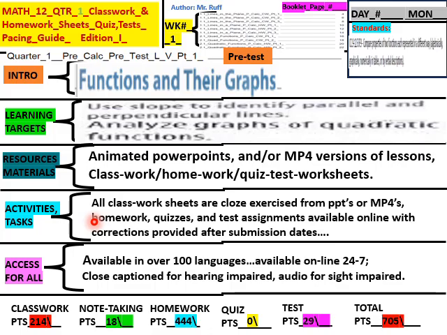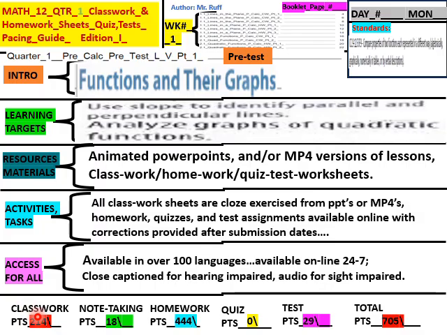Activities and tasks: all classwork sheets are closed exercises, meaning you have to fill in the blanks of the lesson sheets from PowerPoints or videos. Homework, quizzes, tests, and assignments are available online with corrections provided after the submission date, so you get all corrections and explanations. And then access for all: available in over 100 languages, available online 24/7, closed caption for the hearing impaired, audio for the sight impaired.